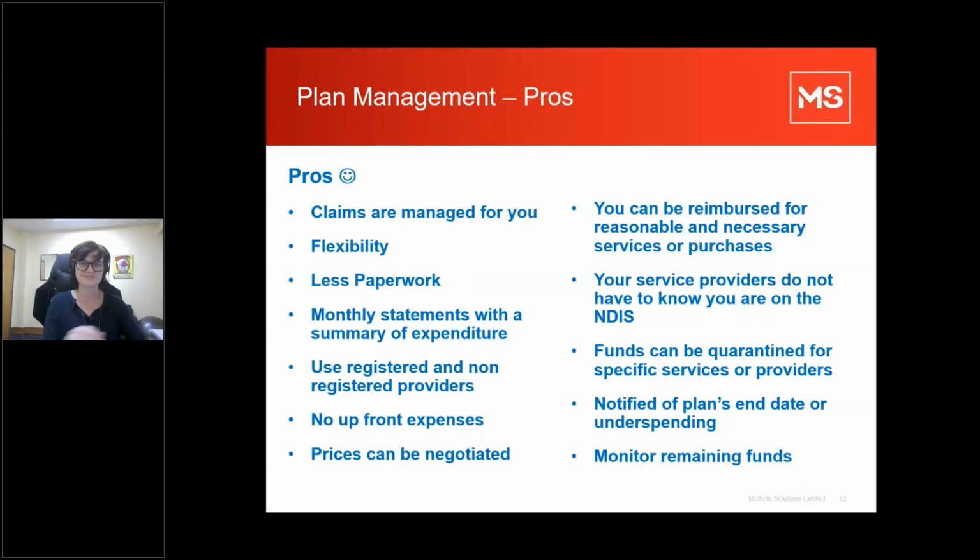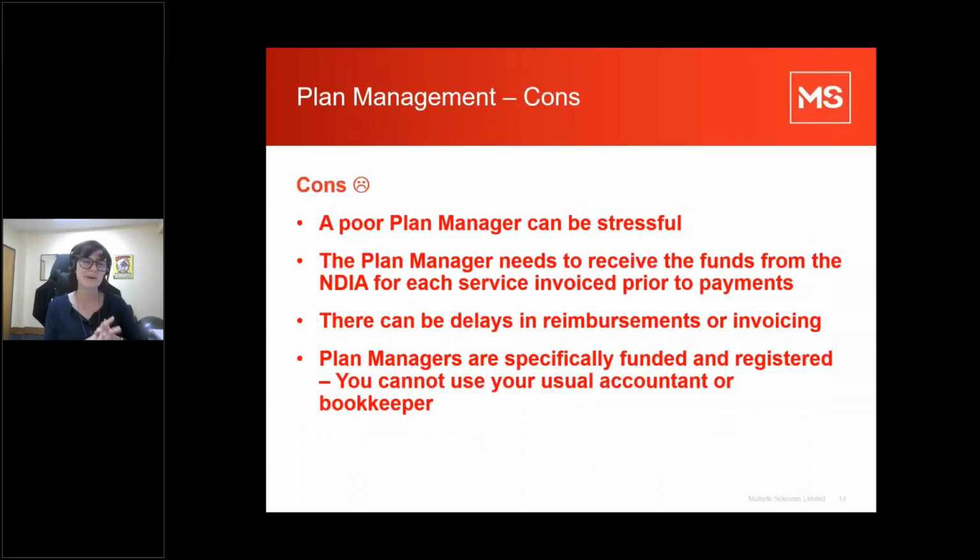Some cons though. We spoke earlier about some delays. The NDIS is quite quick in payments, but there can be delays when you're not overly sure if something is reasonable and necessary. It can also mean, since you can be reimbursed, that you might purchase something and not have permission first. And by permission, I just mean a guarantee that that invoice will be paid by your plan manager. So there can be some delays, especially if your plan manager isn't up to scratch.